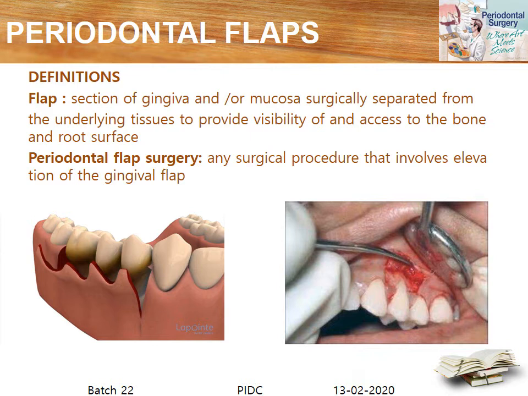So here you can see your flap: any section of gingiva or mucosa which is surgically separated from the underlying tissues to provide proper visibility or access to the inner surfaces of the bone or the root surface. So this is called a flap.